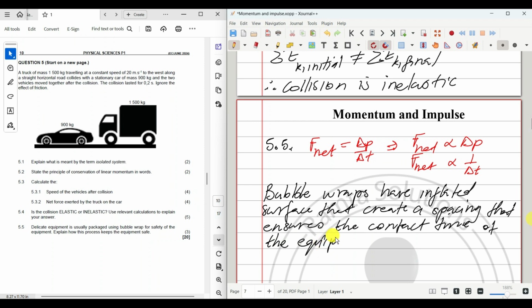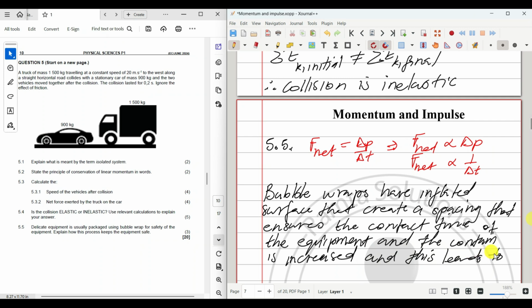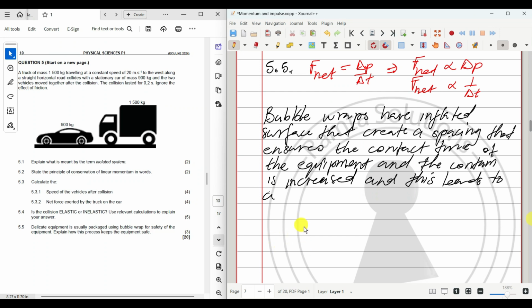and the container is increased. Of course, it is increased, right? And this leads to a reduced force of impact on the equipment. This leads to a reduced force of impact.